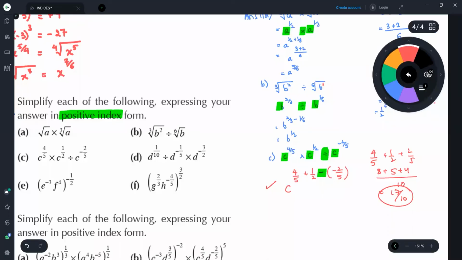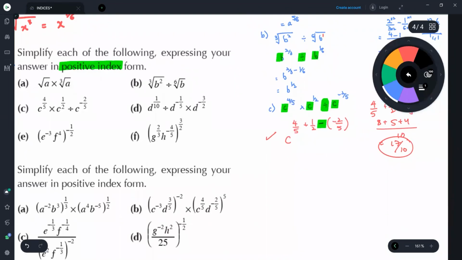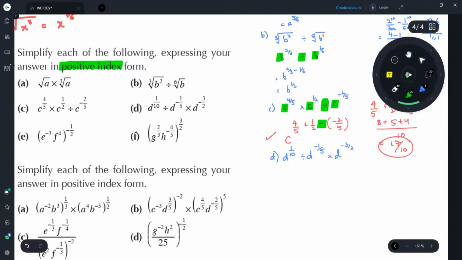Now we move on to part D. It is d raised to the power 1 over 10 divided by d raised to the power minus 1 over 5 times d raised to the power minus 3 over 2. Now, whenever you see that the bases are same and are being divided, the powers are subtracted. When the bases are same and are being multiplied, the powers are added. So I'm going to write it down this way. It's going to be 1 upon 10 minus 1 upon 5 plus minus 3 over 2. Am I correct?